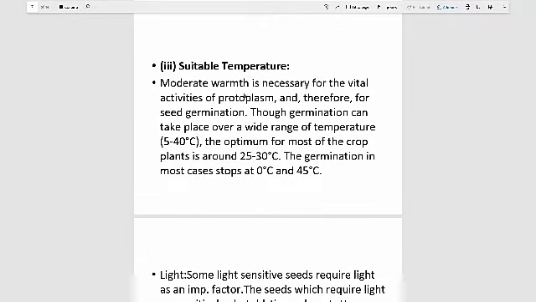Moderate warmth is necessary for the vital activities of the protoplasm and therefore for seed germination. Though germination can take place over a wide range of temperature, that is 5 degrees Celsius to 40 degrees Celsius, the optimum for most of the crop plants is around 25 to 30 degrees Celsius. The germination in most cases stops at 0 degrees Celsius and 45 degrees Celsius.